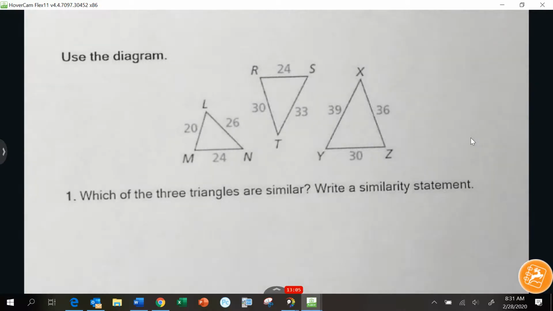I'm going to stop. This is a you try. It says which of the 3 triangles are similar. It's a little tricky because it does not give you the letters in order. So you're just going to have to kind of figure out which ones could possibly match up.